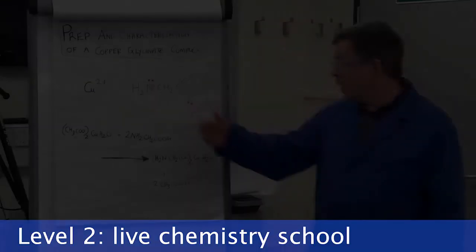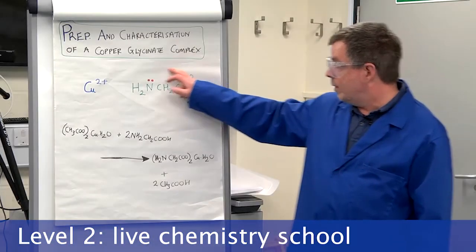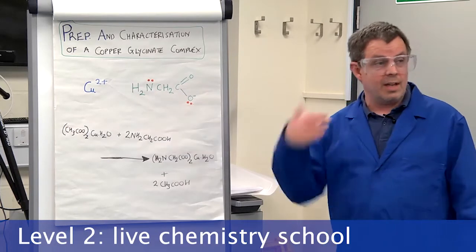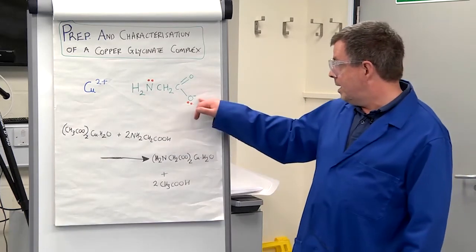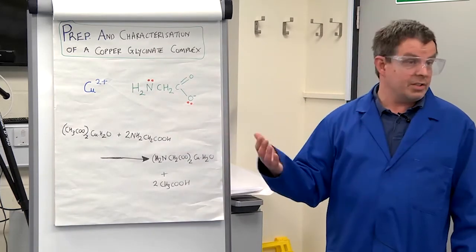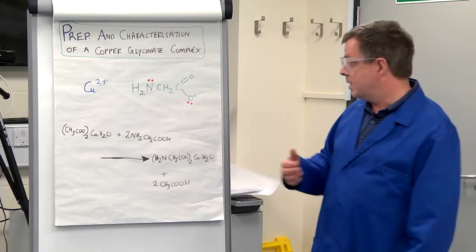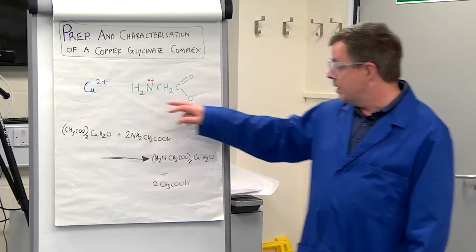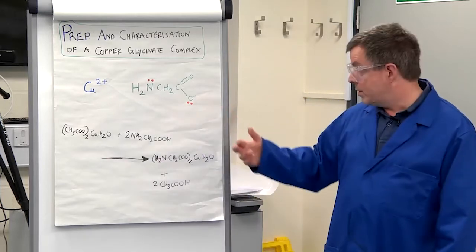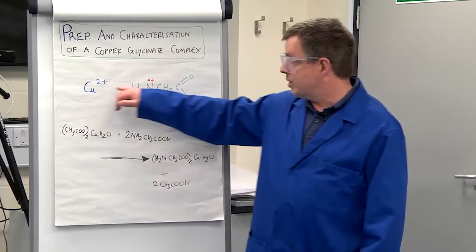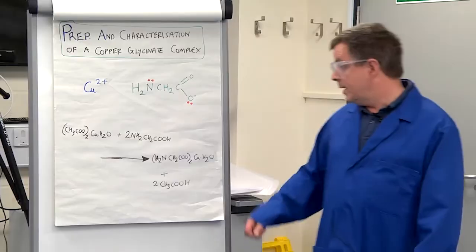But it's quite simple. We're actually going to use this molecule here, which is glycine, or the glycinate ligand. It's an anion formed from the glycine, which is effectively the simplest amino acid, and that will actually form a bond to copper. In actual fact, it goes a step further than that. It'll form 2 bonds simultaneously to the copper 2+ ion.